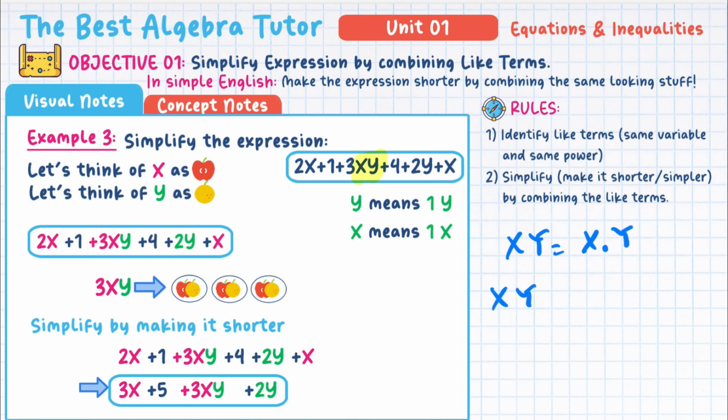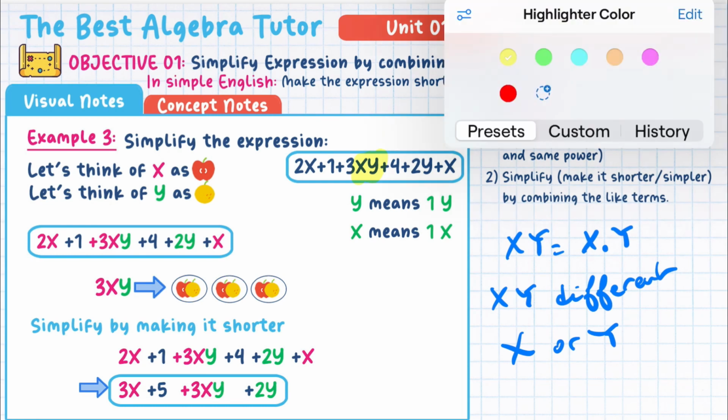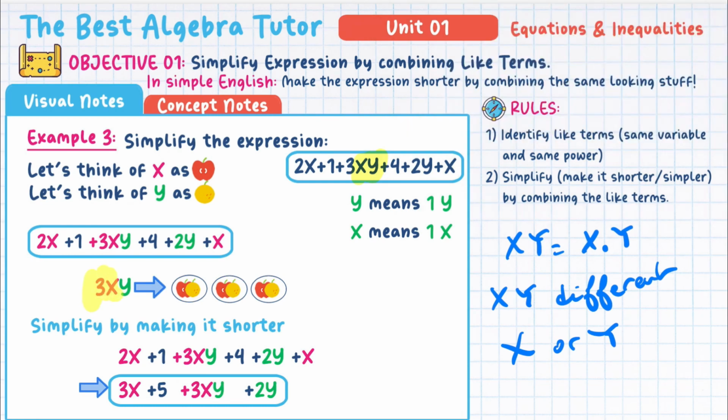And xy is different from x by itself or y by itself, right? So if I try to represent this as a visual, my xy is actually one bundle of one apple and orange together. So if I have 3xy, I have 3 bundles of apple and orange. That's why you cannot combine the bundle with the single apple or the single orange.